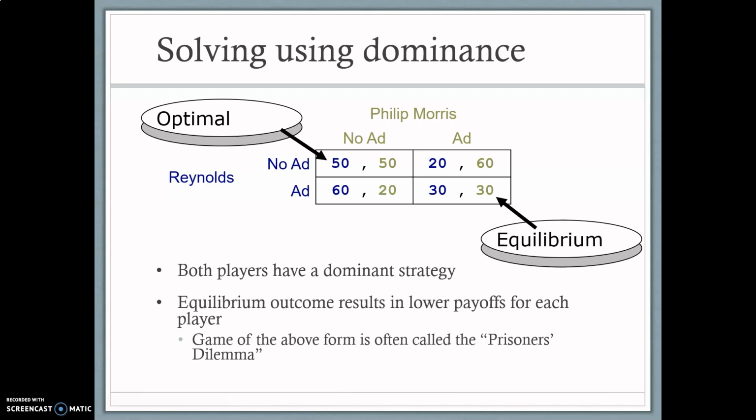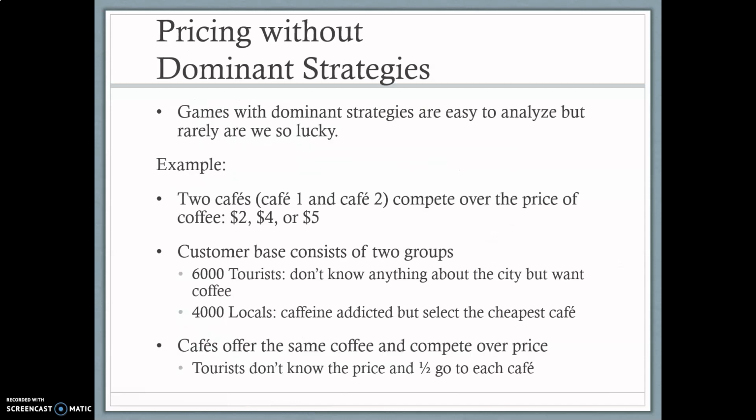In this case, the first one, which is 50-50, is the optimal strategy, and the last one, which is 30-30, is an equilibrium strategy where both the companies will be earning equal after spending their advertisement cost, after deducting their advertisement cost. But the optimal one is when there is no advertisement from both the companies. In that case, both the companies will be earning 50-50 revenue, which is the optimal case, right? Equilibrium outcome results in lower payoffs for each player. A game of the above form is often called the prisoner's dilemma.